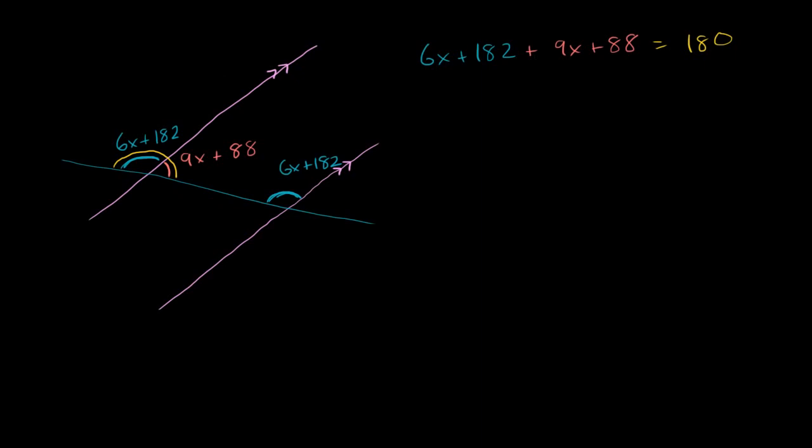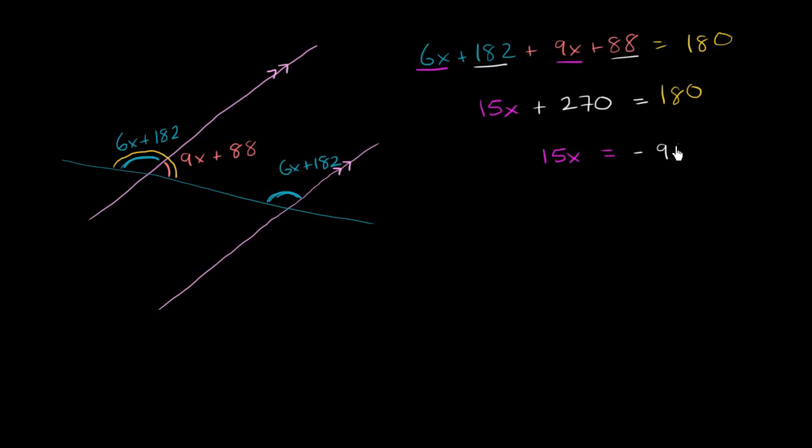And now we just have to simplify this thing. So 6x plus 9x is going to give us 15x. And then we have 182 plus 88. Let's see, 182 plus 8 would get us to 190, and then we add another 80, gets us to 270. Plus 270 is equal to 180. If we subtract 270 from both sides, we get 15x is equal to negative 90.